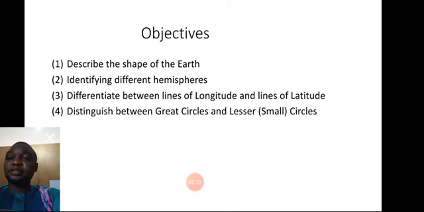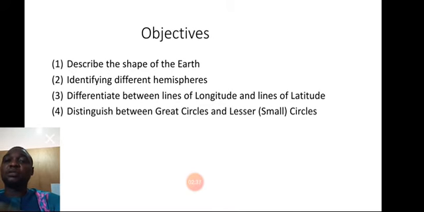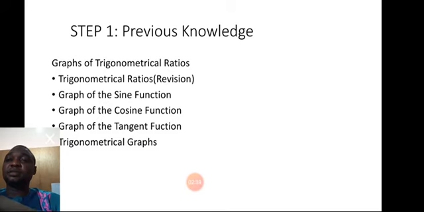The objectives of this class is, first of all, we describe the shape of the Earth, which I'm sure many of you are already familiar with. Identify the different hemispheres. Distinguish between the lines of longitude and the lines of latitude. The fourth objective is distinguish between great circles and small or lesser circles.